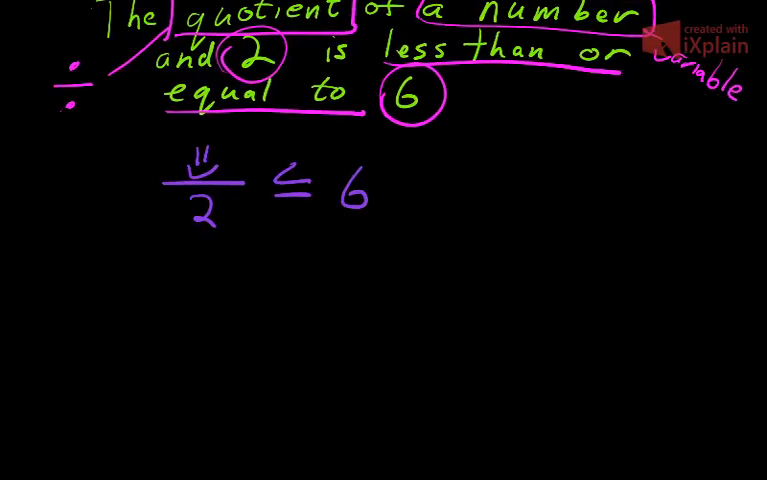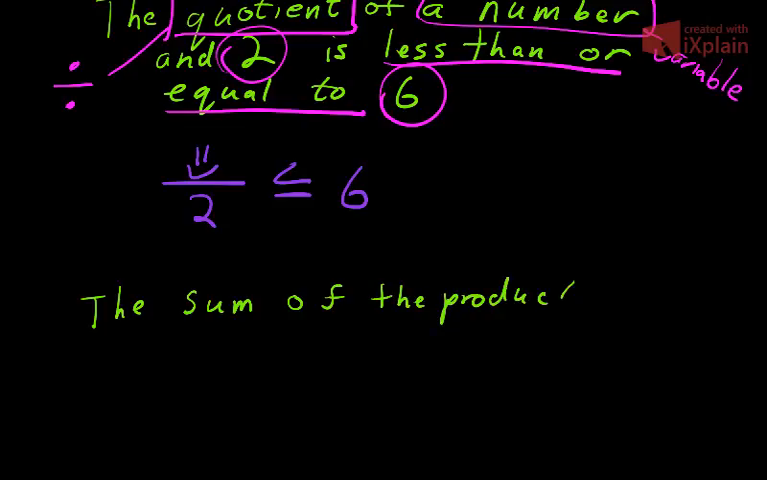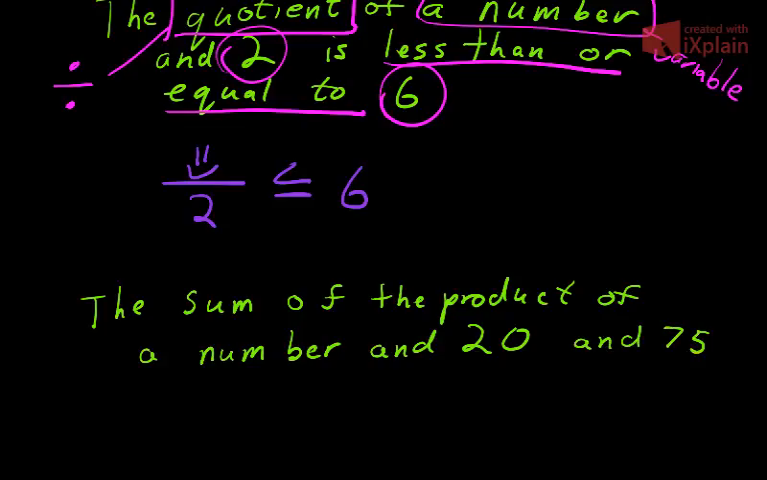So we're going to move on and try a different one. We're going to do the sum of the product of a number and 20. This is a run-on sentence, fair warning. The sum of the product of a number and 20 and 75 is at least 195.